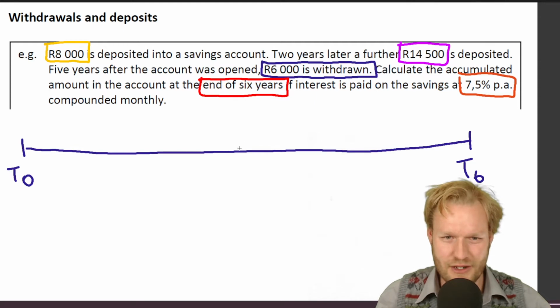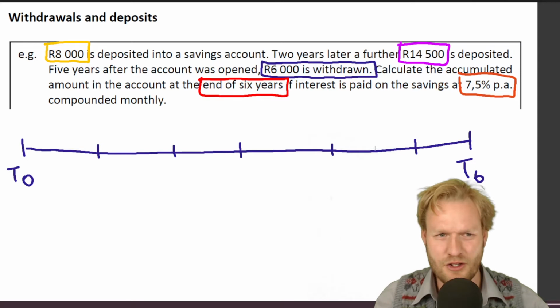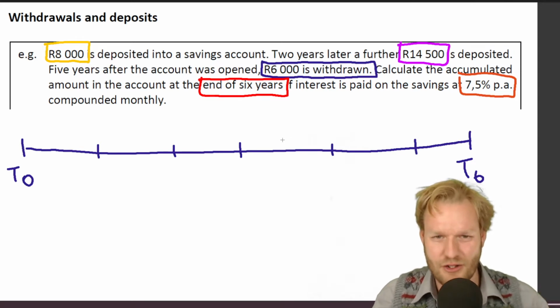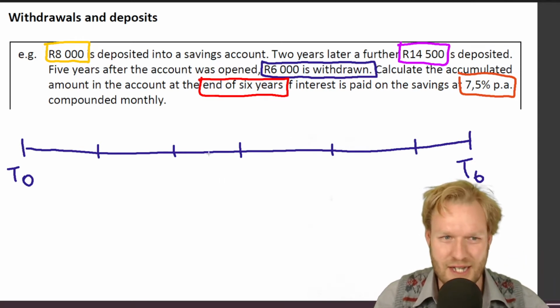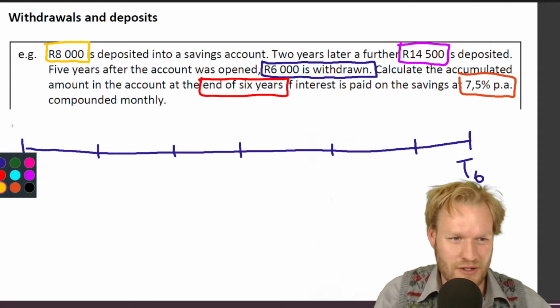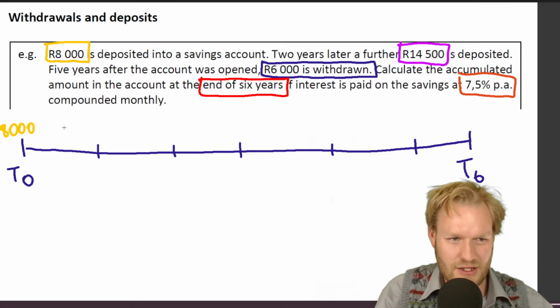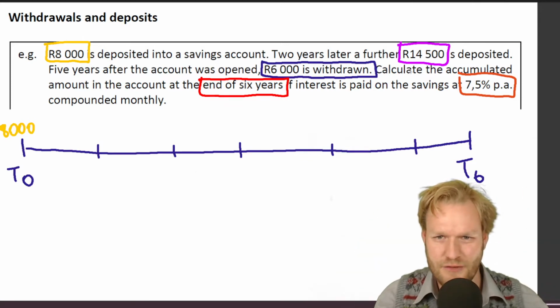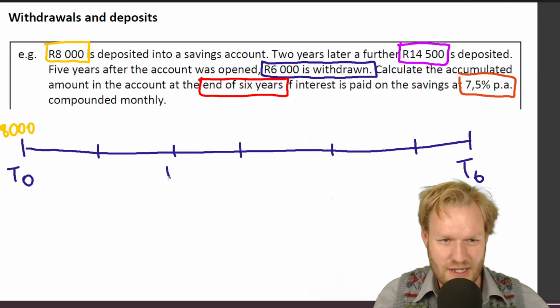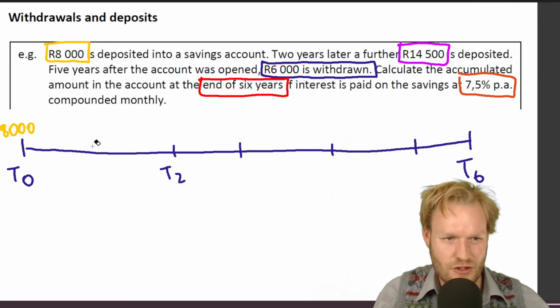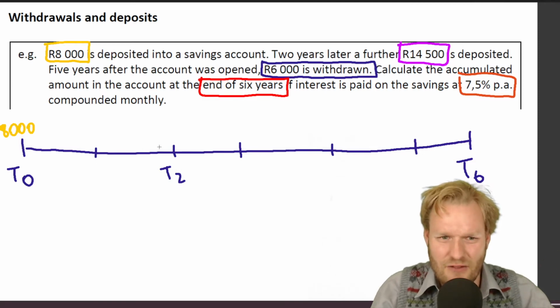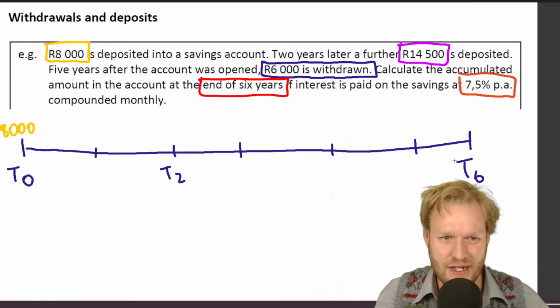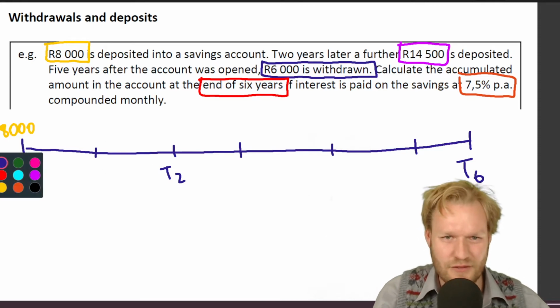So this is broken down into 1, 2, 3, 4, 5. But we don't have to show every single year because it's not like something exciting happens every year. So 8,000 Rand is put in. If we put 8,000 above T0, we're saying we're putting 8,000 Rand in. 2 years later, a further 14.5 is put in. So at T2, we didn't actually have to show this part here, but if you did have that, that's fine. I like to have a bit of a scale to my timeline, but you don't need it. It doesn't have to be a perfect scale.